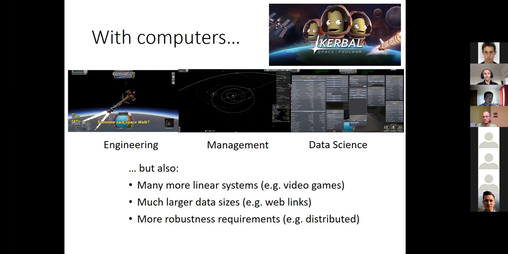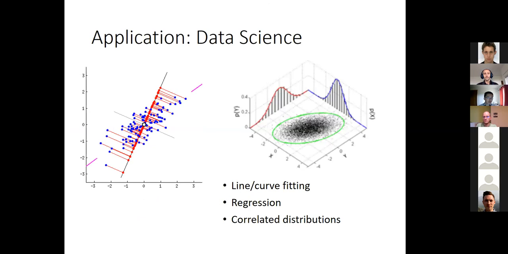The one that I want to start with is probably one of the most common settings in which a linear system arises: data science. What's often done there is some kind of regression, where you have some points and you want to fit a line or a curve through them, or fit some kind of correlated distribution. And when we think about multivariate correlated distributions, the distribution we most often think of, for better or worse, is the Gaussian distribution.